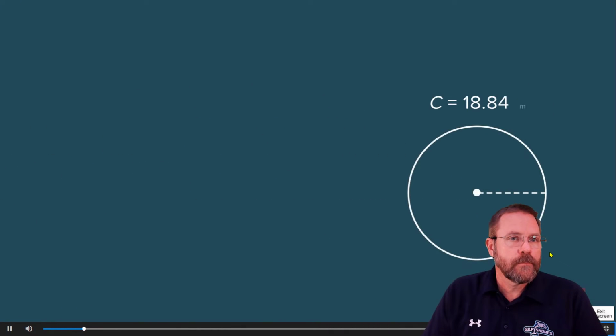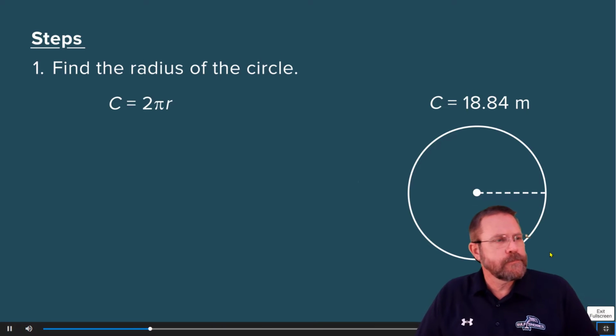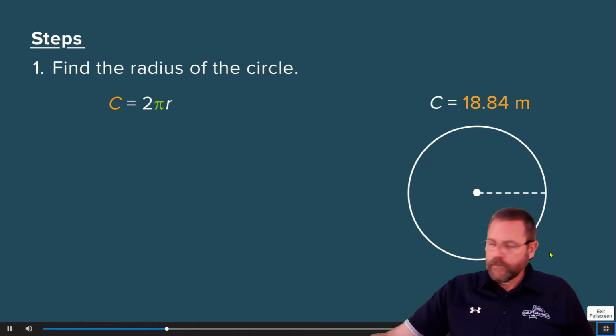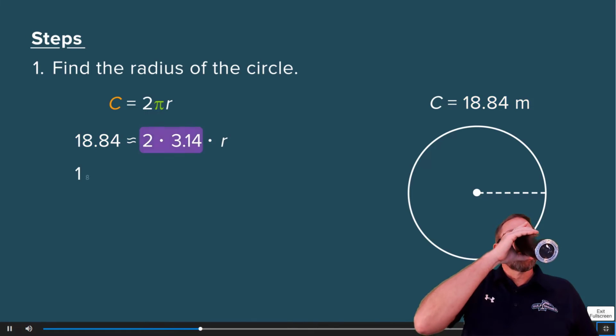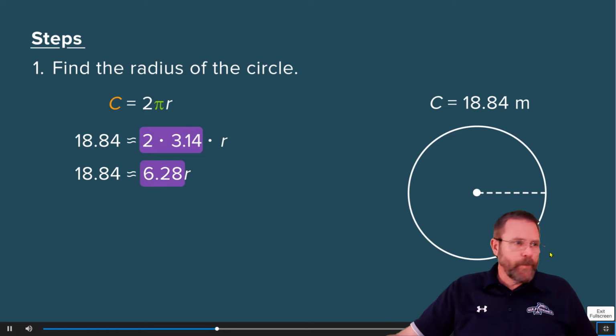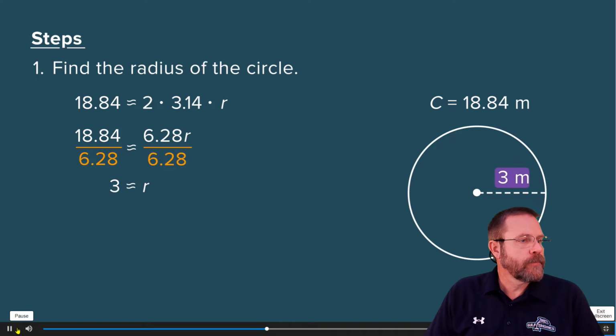To find the area of a circle when given its circumference, first use the circumference formula to find the radius. Write the formula for the circumference. Then substitute the value of the circumference and an approximation for pi. Next, simplify the equation. Then use the division property of equality to solve for the radius r.